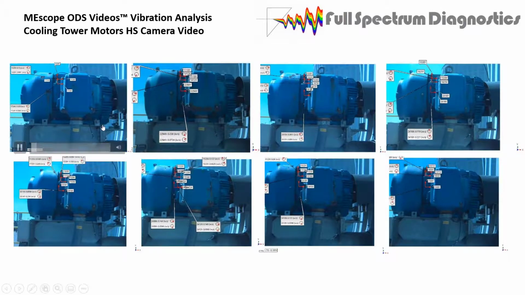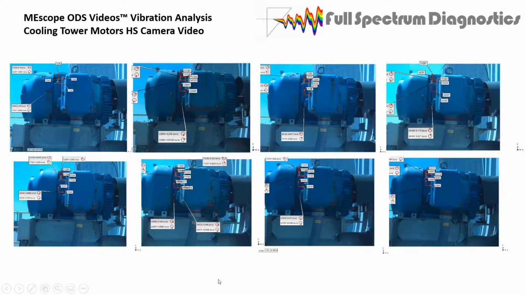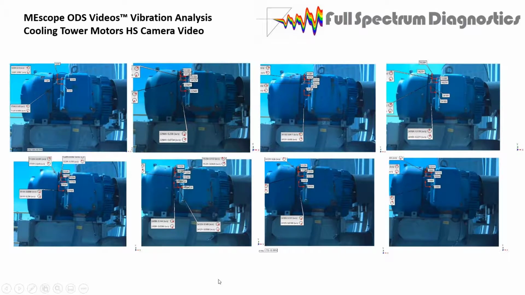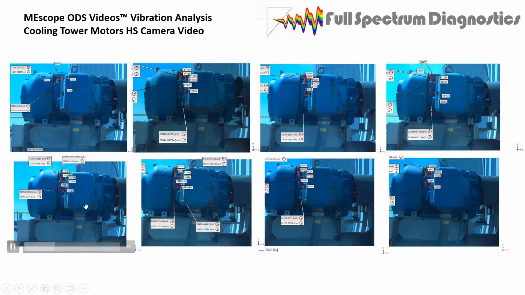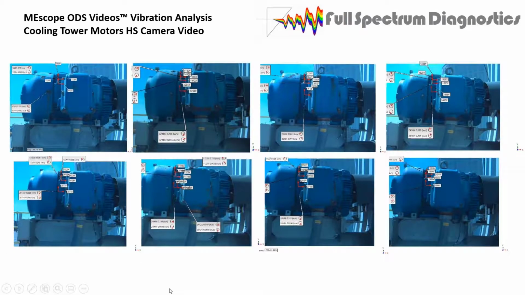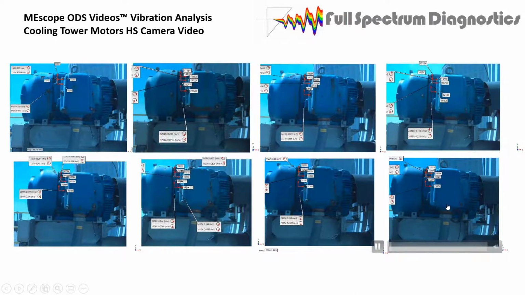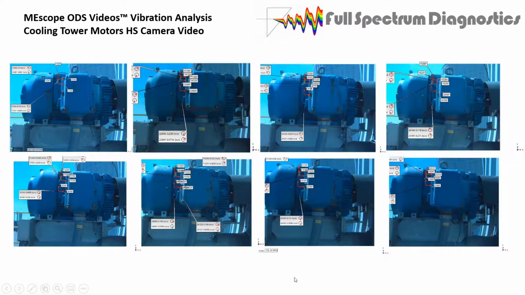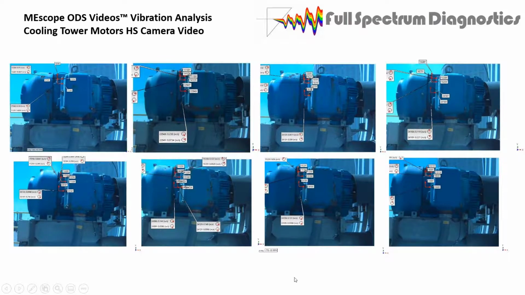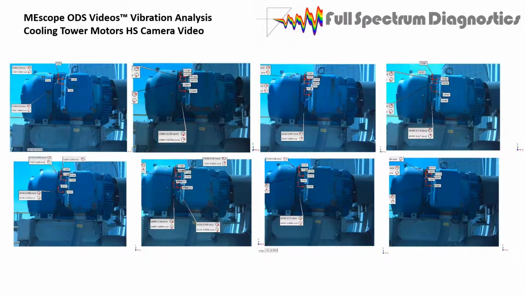So in this case, not a whole lot, because I picked 8 machines that were not in alarm. A little bit of bouncing in this one that's a little different from everything else. And over here, a little bouncing as well. But for the most part, they look pretty similar motions. Nothing really exciting, nothing that's in alarm.